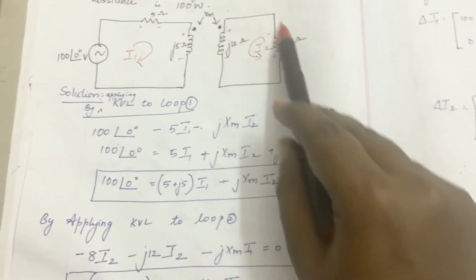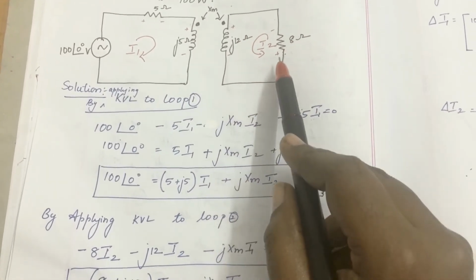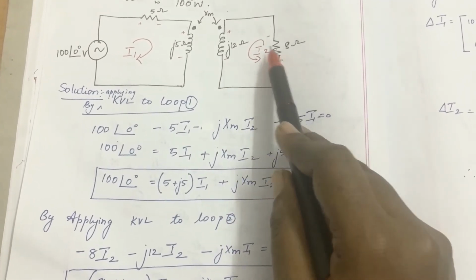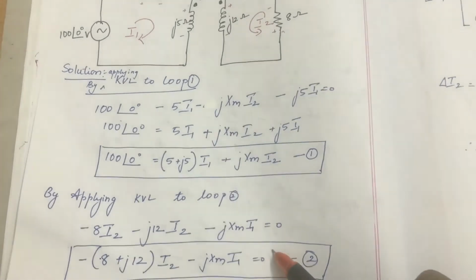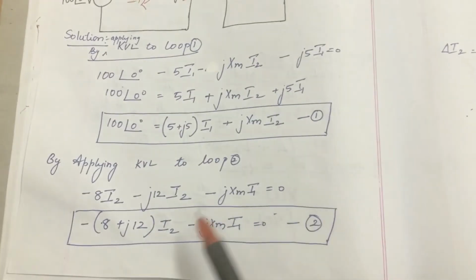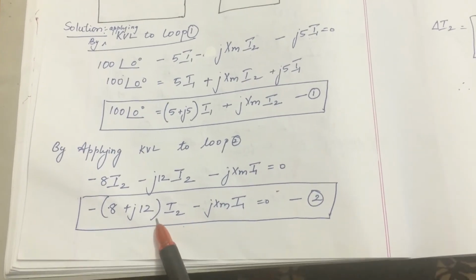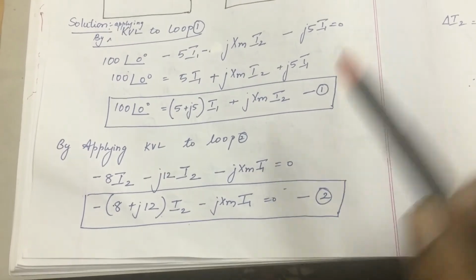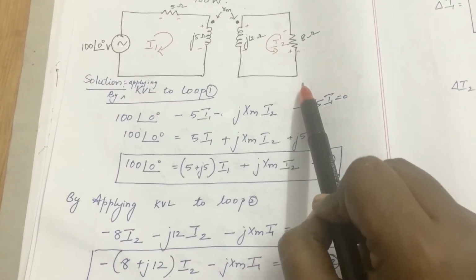When I apply KVL for my second loop, with the current direction in this way, minus 8I2 minus j12I2 minus jXM I1 is equal to 0. I can write it this way: taking I2 as common, minus (8 plus j12) I2 minus jXM I1 is equal to 0. So I have got my first and second equations from the first loop and second loop, and from these I am going to find my I1 and I2.